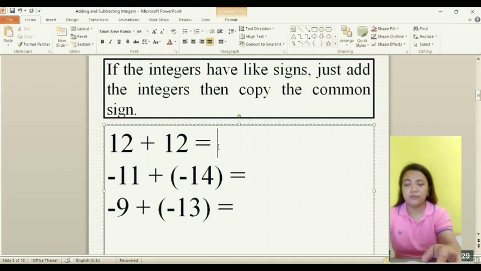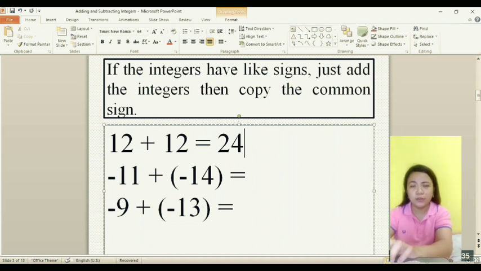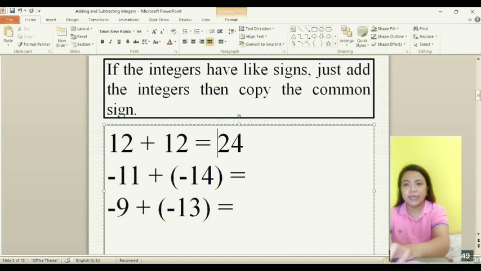So 12 plus 12 is 24. And then copy the signs. As you notice, we're not writing anymore the plus sign if the integers are positive, because it's already understood that if a number doesn't have a sign before it, it means that it's already a positive number. Next, let's have the second one.